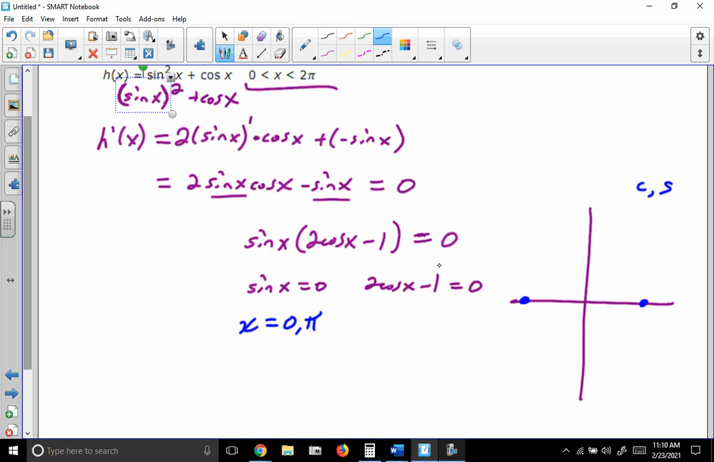Now for this other one, we would add 1 to both sides and then divide both sides by 2, so we would get cosine is 1/2. Cosine is positive in the first and the fourth quadrants. So if we look at the first quadrant, if we look at the 3 ordered pairs, if you go to your unit circle, the x-coordinate cosine is 1/2 here, and that's at pi over 3.